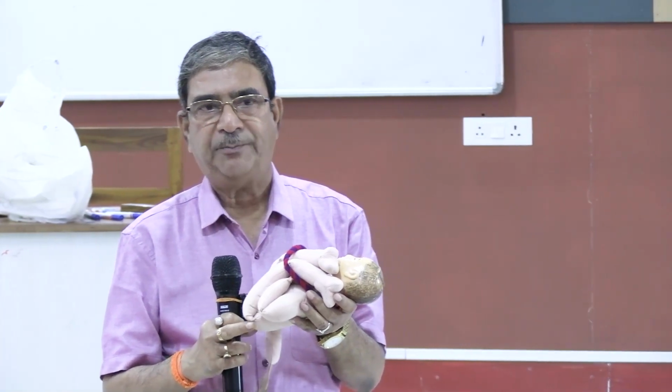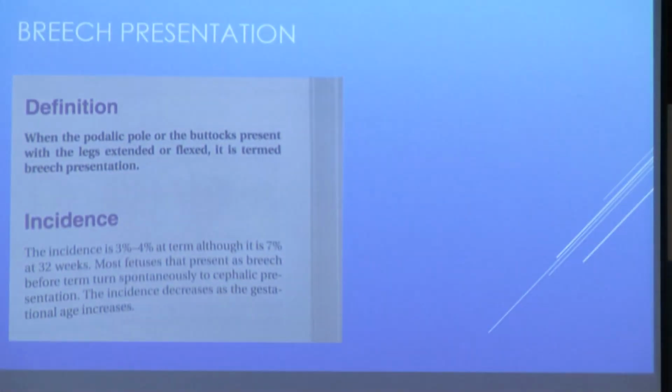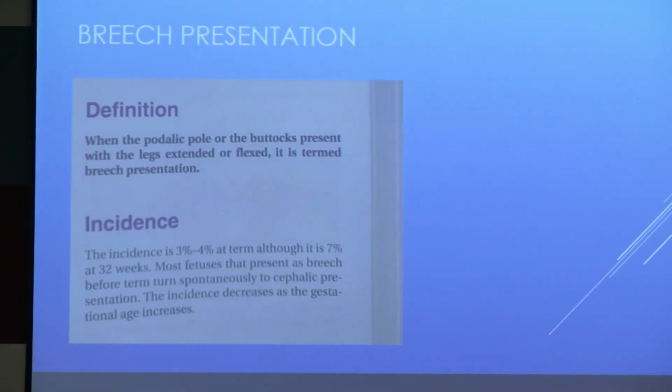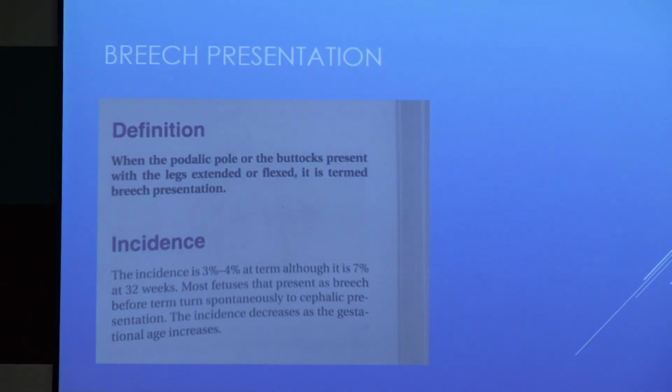If the fetus presents in the lower pole with the buttock, with legs either extended or flexed, it is termed breech presentation. Incidence of breech presentation: at term it is 3 to 4%, but at 32 or 34 weeks the incidence is more, about 7%. So in premature conditions, breech presentation is more.